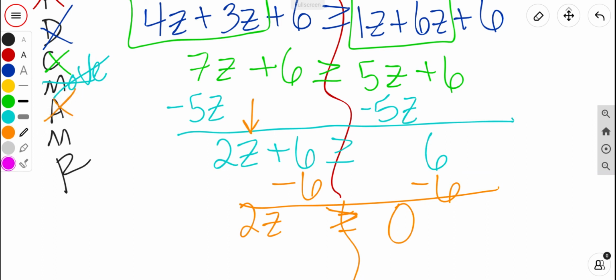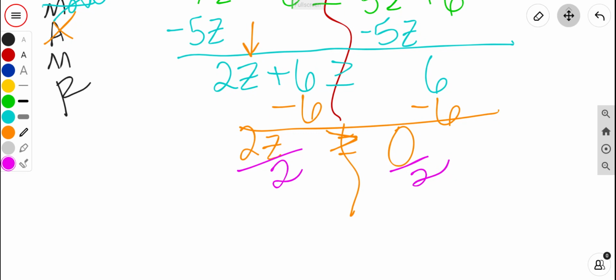Next up is multiply or divide. So I'm going to divide by 2 to get the z alone. Okay. Don't let this stump you. The 2's cancel out so we get z. And anything divided by 0 is 0.